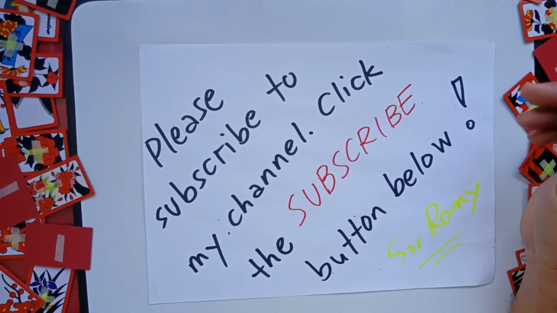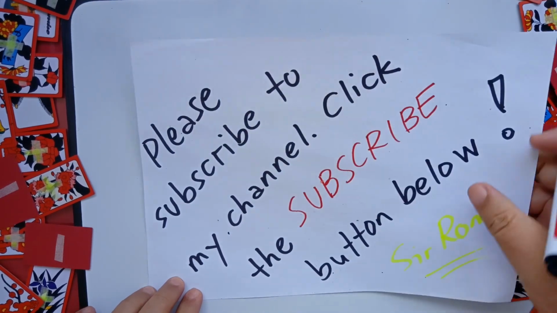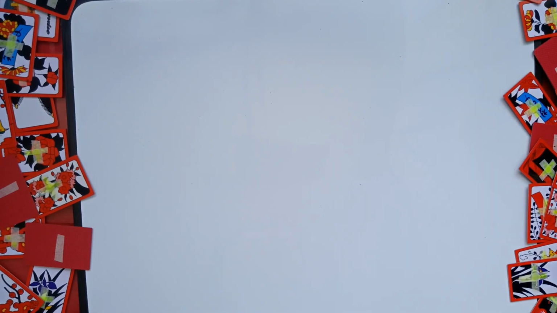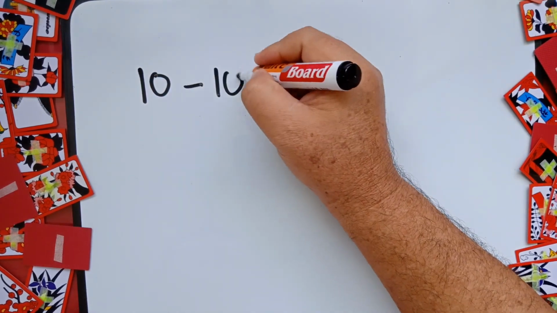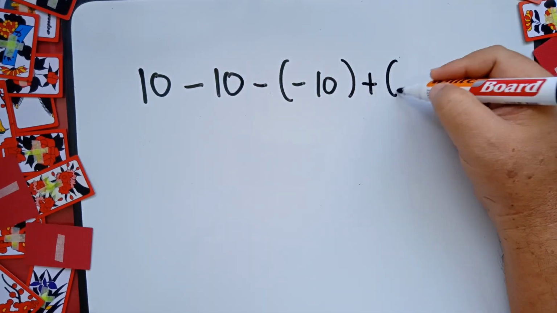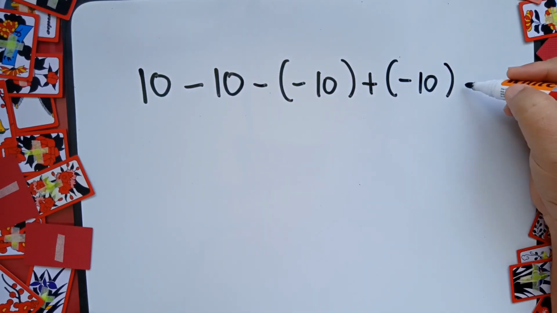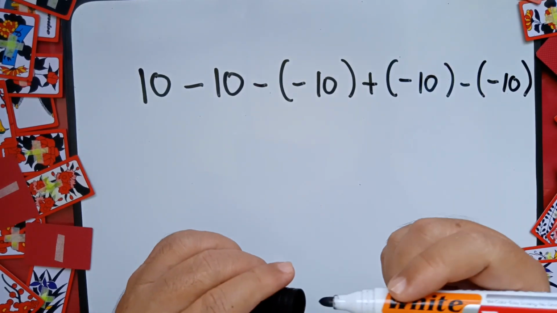Okay, so we are done with our operations of integers: adding, subtracting, multiplying, dividing. So I will teach you now some techniques on the operations of integers, series of numbers. I will give an example: 10 minus 10 minus negative 10 plus negative 10 minus negative 10.